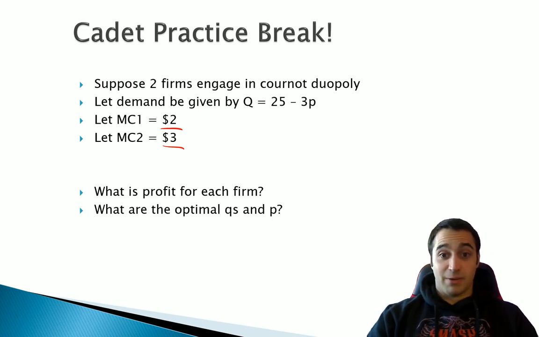In this case, what's the profit for each firm, and what's the optimal Qs and P? Let me know how you do.